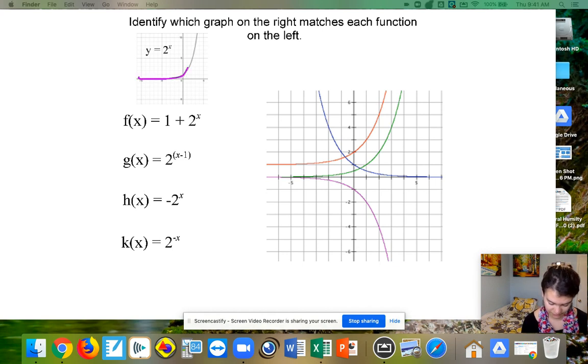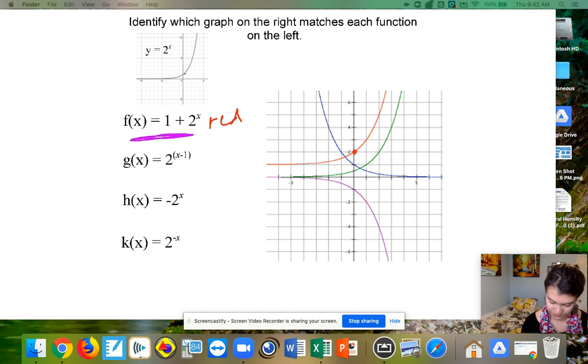Here's the original. And then remember this was moving up 1. So we want something that looks like this original, but is just up 1. If you look at blue, that's not going to work, that's flipped. If you look at green, well, that's not up 1. This original goes through 1, 1 right here, and this is less than that, so it's not going to work. Purple's going down, so this one has to be the red one, because it took the original and moved it up. So your A is now at 2.